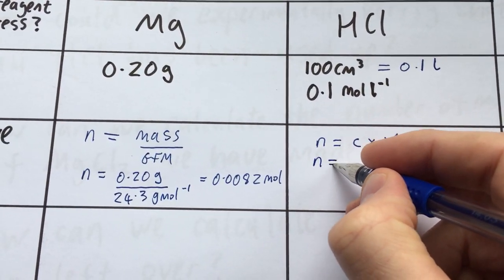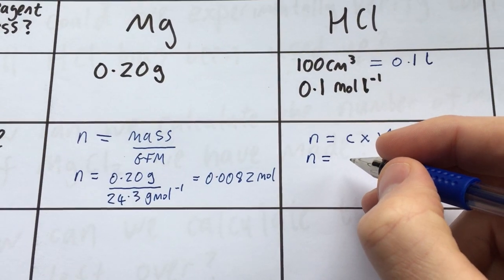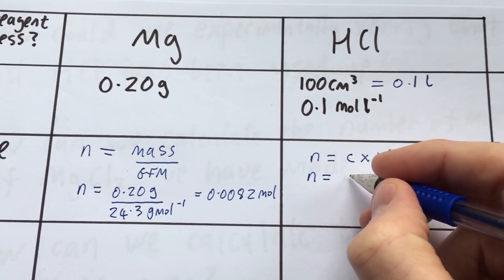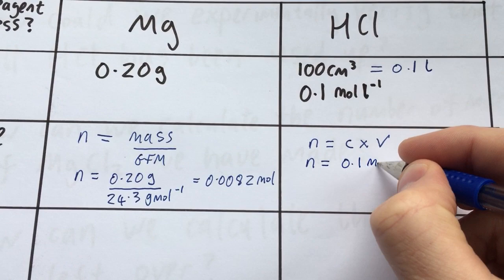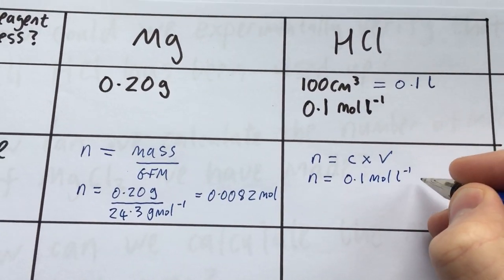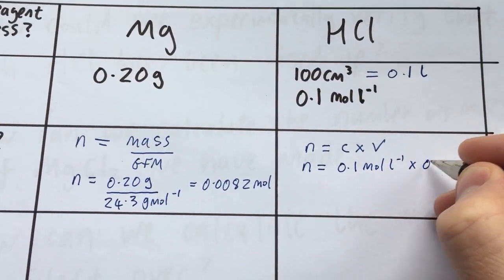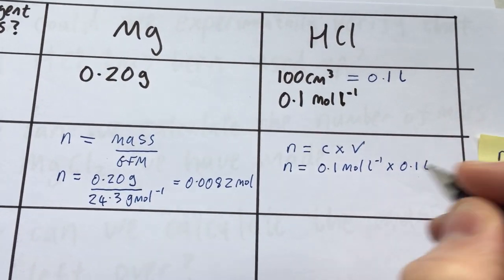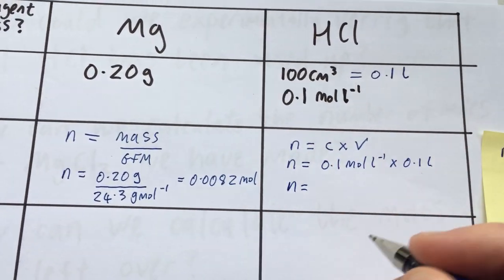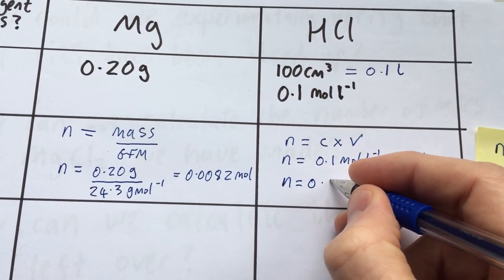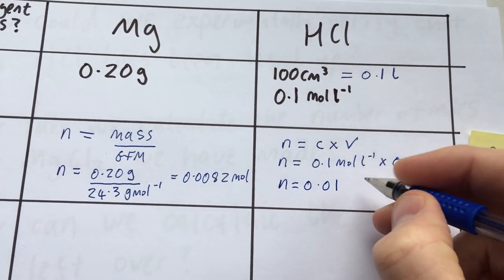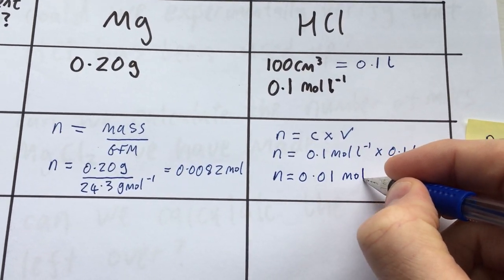Okay, and then I'm going to get the number of moles is my concentration, 0.1 moles per litre, multiplied by my volume, which is 0.1 litres. Okay, so my number of moles is 0.01 moles.